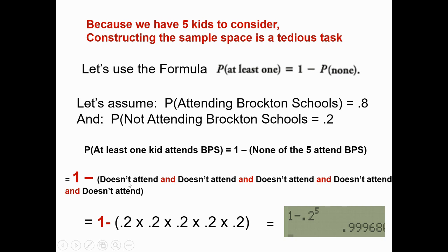Well, we know the probability of not attending Brockton schools is 0.2. These are purely independent events. In other words, I don't have to adjust the probability of a second, third, fourth, and 5th kid, because the fact that 1 kid doesn't go does not affect the fact that another kid doesn't go. Purely independent, so these probabilities remain constant. So what we see here is 1 minus 0.2 raised to the 5th power. Doing this with my calculator, I get 0.99968.